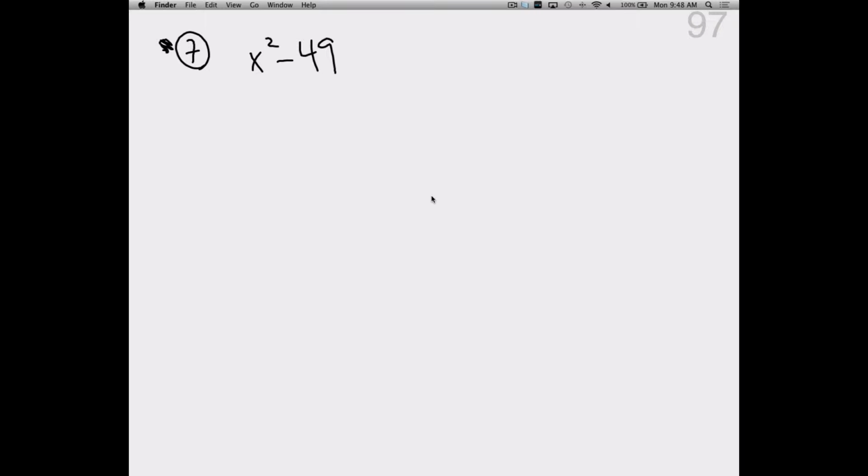You'll notice the first problem we looked at had 2 terms, and all it was a GCF. The last couple that we've looked at have been 3 terms, or trinomials, and they factored using the parentheses. This one is 2 terms.